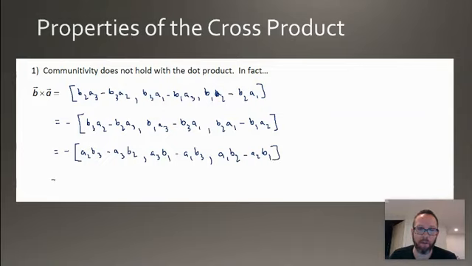But what we have out front is this negative sign. So this is super cool, actually. B cross A is the negative of A cross B. They're opposites. And we've proven that just by using the formula for the cross product.